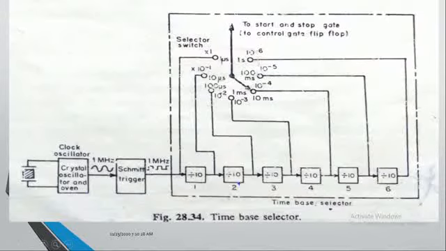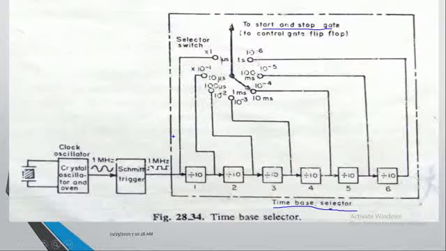The time based selector is the one which will decide how long you would like to close the switch, means how much time period you would like to close the switch. That is decided by the time based selector, and this output signal coming from the time based selector is given as an input to the start and stop gate, or I can say the switch. It is giving the input to the switch as a control signal.